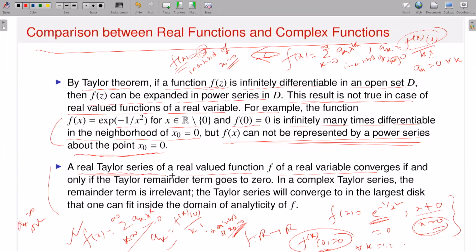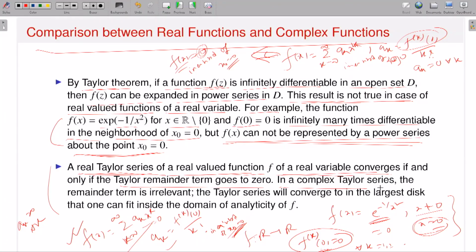So the real Taylor series of a real-valued function of a real variable converges if and only if the Taylor remainder goes to 0. That is the kind of notion you are familiar with in real analysis. So if I have a nice real-valued function of a real variable, for the Taylor series you go to the Taylor theorem and look at the remainder term. If the remainder term goes to 0, then I can say that it will have a Taylor series expansion. But in the complex case, the remainder term is irrelevant. The Taylor series will converge in the largest disk that one can fit inside the domain of analyticity.